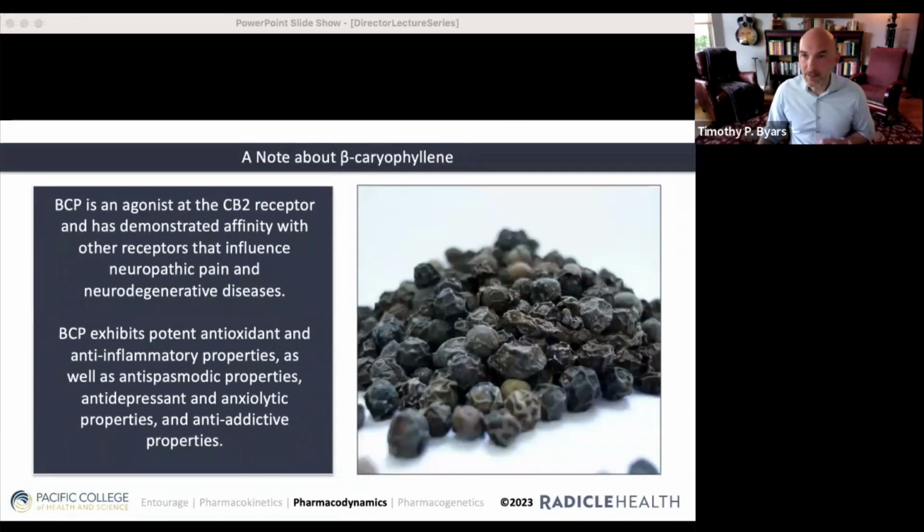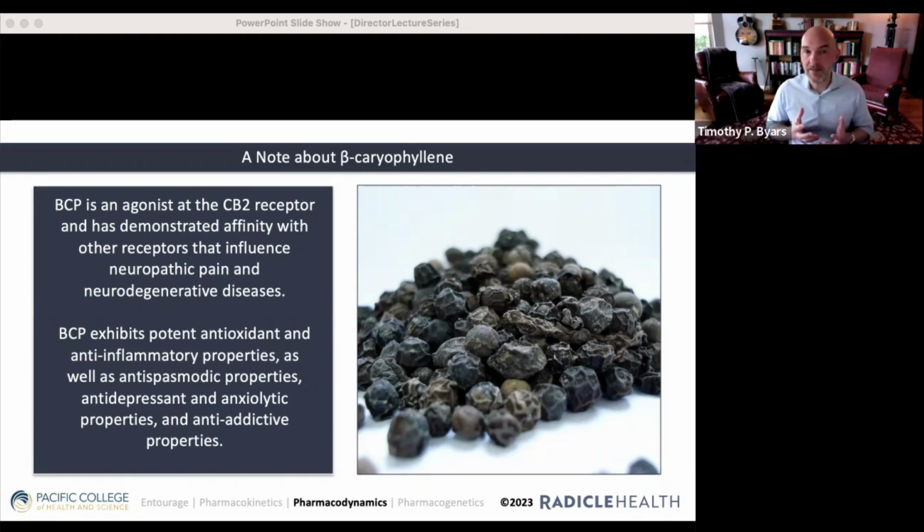Before we go on to some other receptors, I want to talk a little bit about beta-caryophyllene, or BCP. Very common terpene in cannabis. It's the one that smells like black pepper. It's the one that drug dogs are trained to detect in airports. Unlike other terpenes, beta-caryophyllene actually exhibits ligand-like properties, and it's an agonist at the CB2 receptor, and it's demonstrated affinity with other receptors that also influence neuropathic pain and neurodegenerative disease.